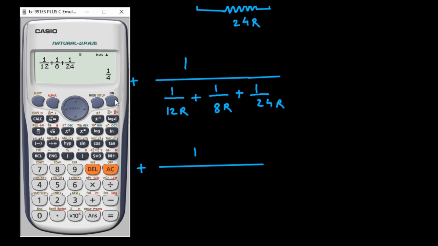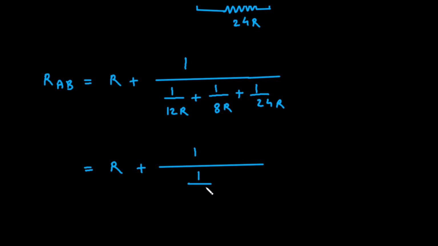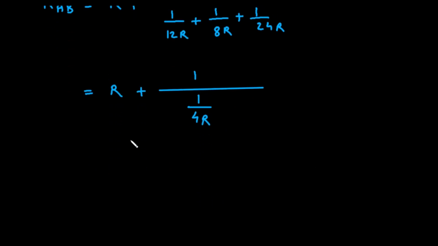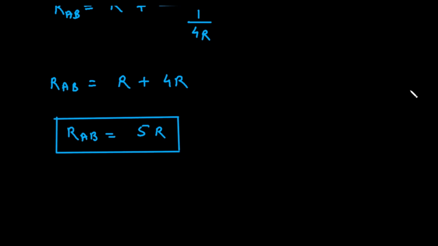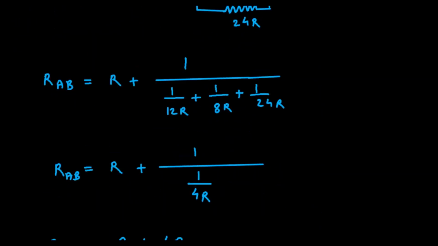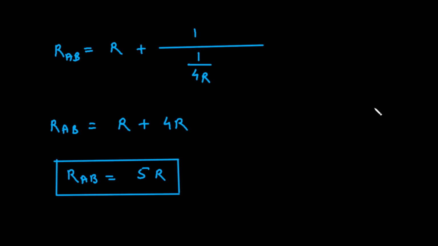So this will be simply 1 by 4. That means 1 by 4 into R. So we have to take the reciprocal of this term. So it will be R plus 4R. So therefore this is the value for RAB. Here also this is RAB. So that's why finally RAB is equal to 5R. So this is the final answer for this problem number 3, and it is 5R.